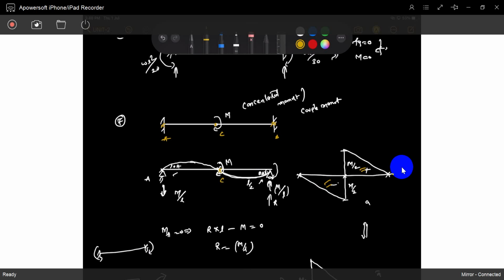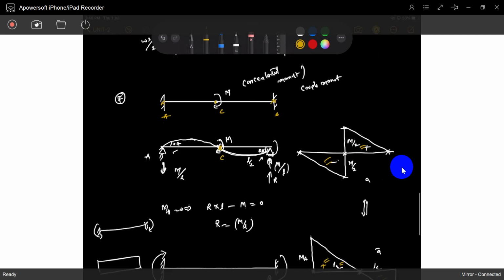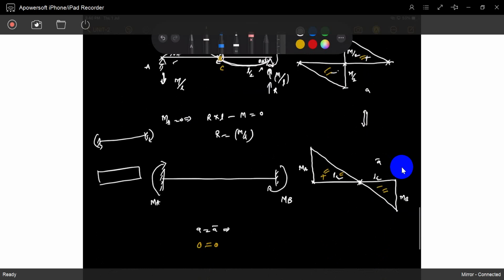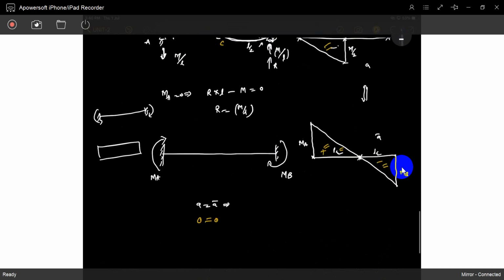Understood? C has deflection 0. We already discussed this two days back, for probing. So now I will use that. How can I use it? See, I have organized that the deflection at C is 0.